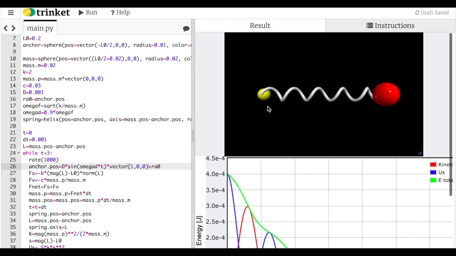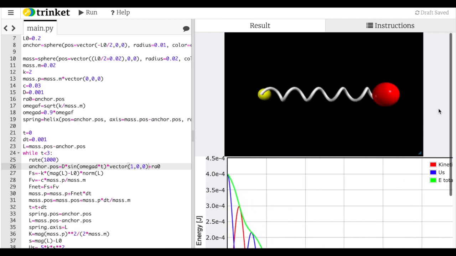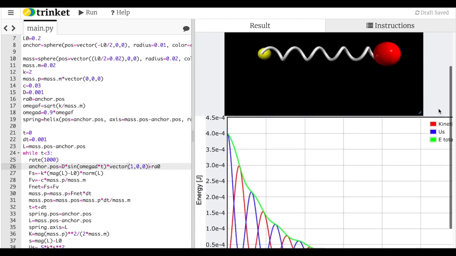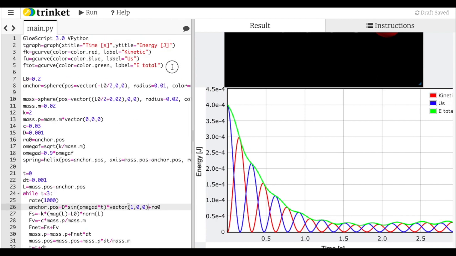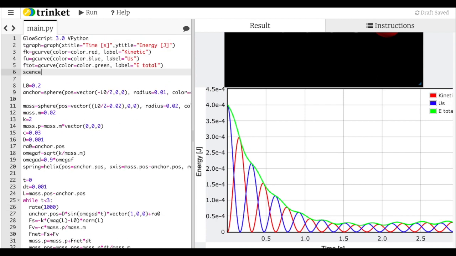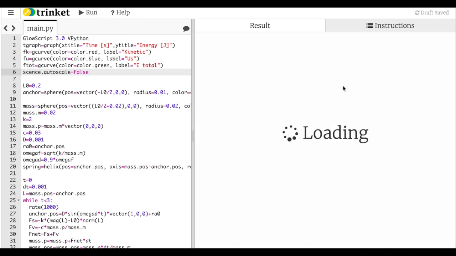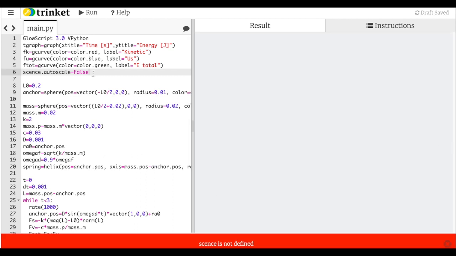Okay, so it looks a little weird because the view is zooming in and out. I do think it's working because look, this doesn't go all the way down to 0. I'm pretty pumped up. Okay, let's do up here. Let's see, what was it? scene.autoscale equals false. Is that true? Maybe not. Let's just get rid of that. Don't worry about it.